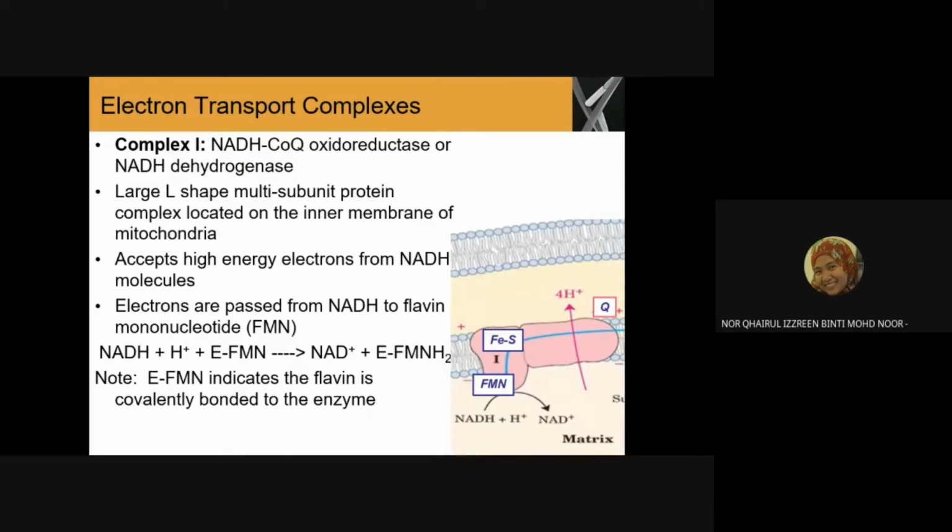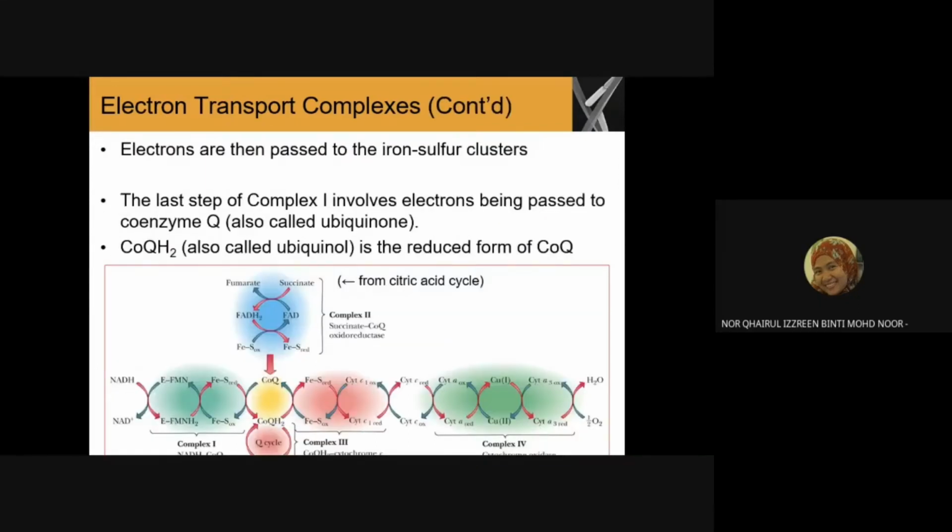They need a proton. So here, the hydrogen from NADH, NH+, they are used to move the electron. That is why FMN will be reduced to FMNH2. Okay, and then go to FeS and then transfer to coenzyme Q. That is why as well, coenzyme Q here, ubiquinone, becomes ubiquinol, which is QH2. Okay, so the transferring of electrons is together with hydrogen ion. That is complex number one.